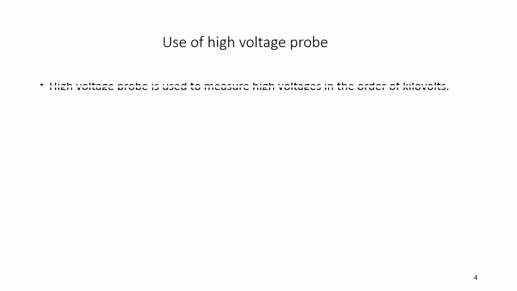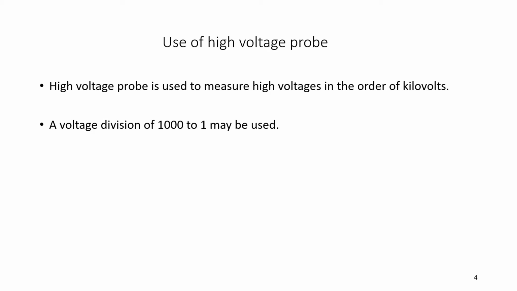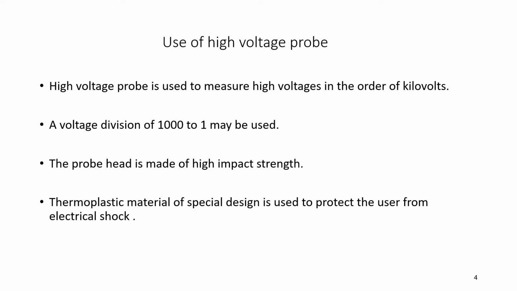Now, let us see the high voltage probe. The high voltage probe is used to measure high voltages in the order of kilovolts. So, a voltage division of 1000 to 1 may be used. It is used to measure very high voltages up to 50 kilovolts. The probe head is made of high impact strength thermoplastic material, which provides security against electric shock hazards to the user. We have already seen that thermoplastic material is used.